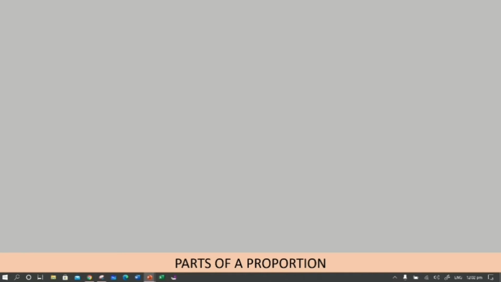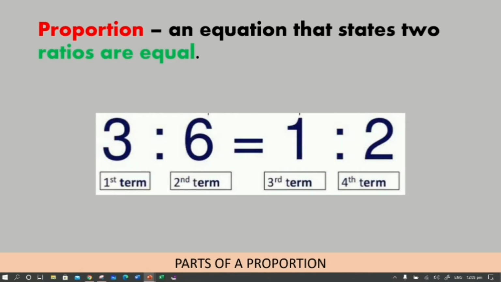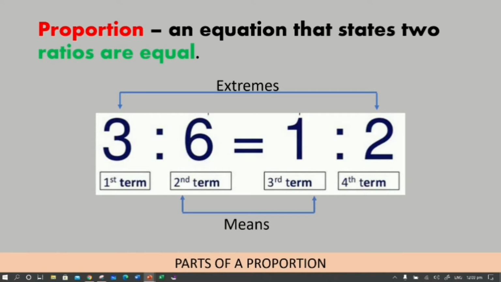In our previous video, we also discussed and defined proportion. A proportion is an equation that states two ratios are equal. Also, a proportion has two parts. The first part is called the extremes, and the other part is called the means. Take note that the product of the extremes is equal to the product of the means. When you multiply the extremes, 3 multiplied by 2, the answer is 6. That is equal to the product of the means, 6 times 1, which is also 6. So this is an example of a true proportion.